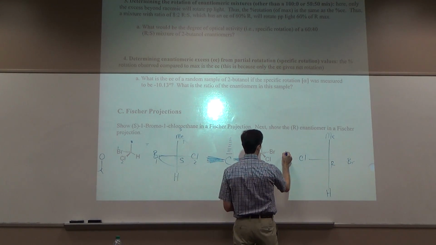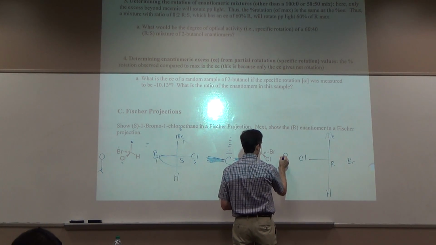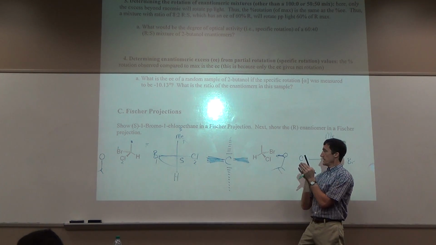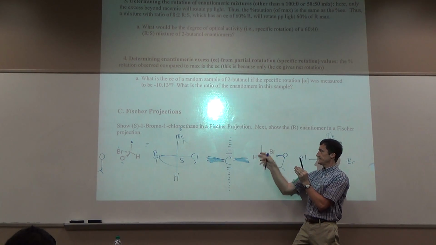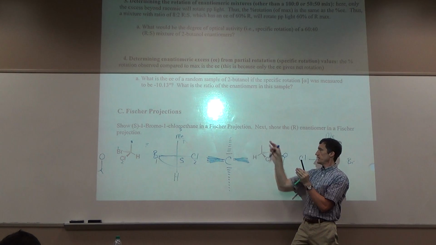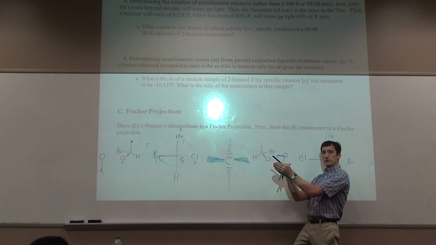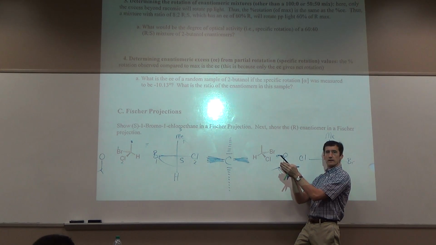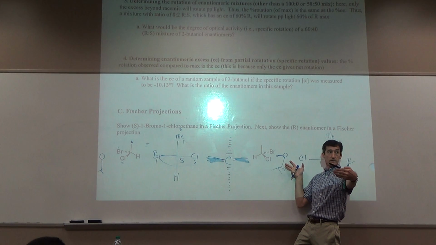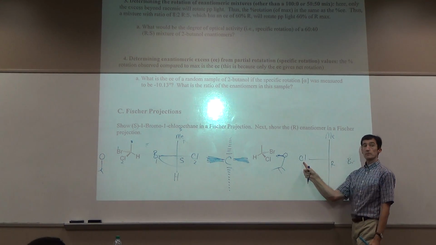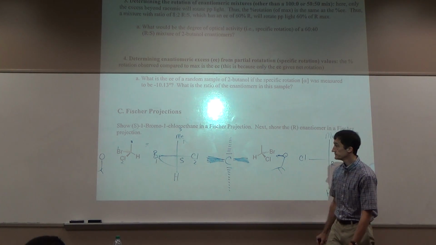Another way to do it is to say, okay, let's stand here. Look through here, because I want to look at it with one group going up and down, methyl going up, H going down and back. If I'm looking through here, the chlorine is on my left, and the bromine is on my right. Chlorine's on my left, bromine's on my right. I could have drawn it also.